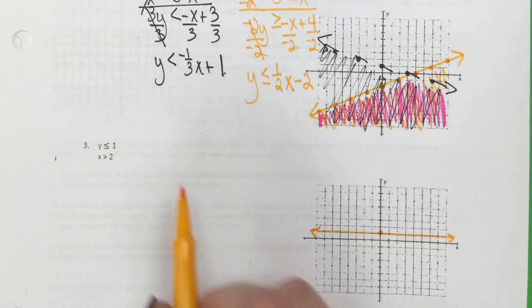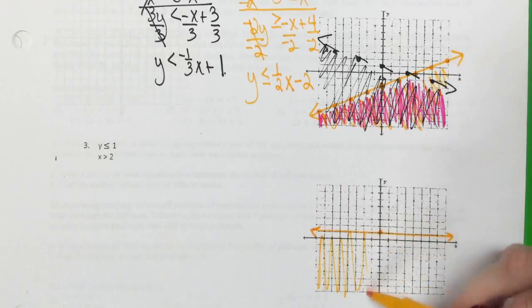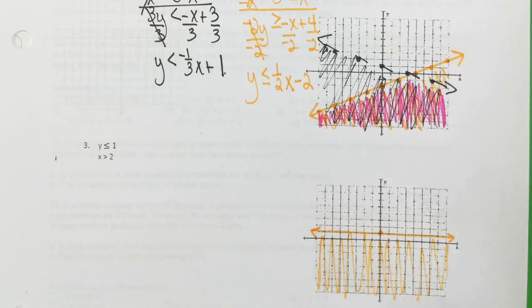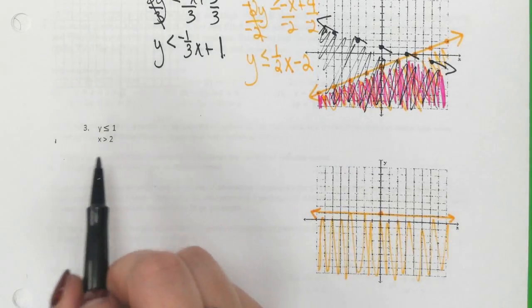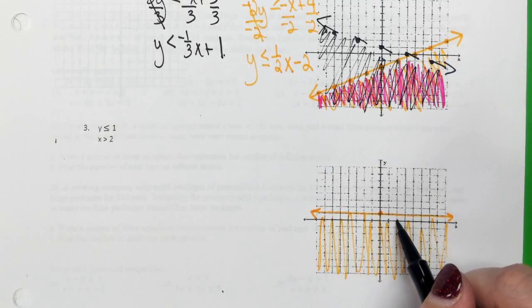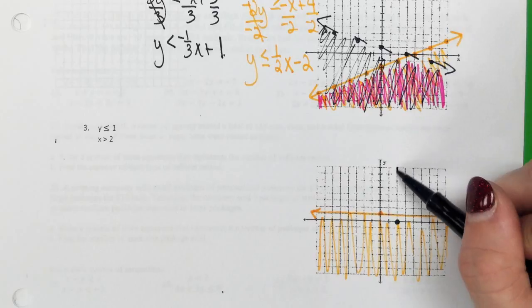Alright, where's he shade though? Less is where? Below. Don't shade too dark though, okay? Not too dark. Alright, now the other one says x. So I go to the x-axis at 2. And what's he look like? He's a vertical line, but is he dotted or solid? He's dotted.